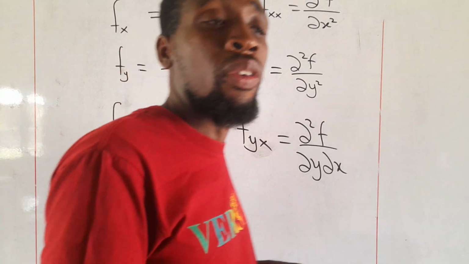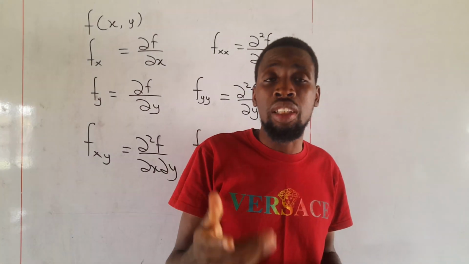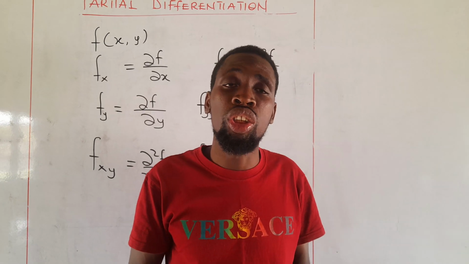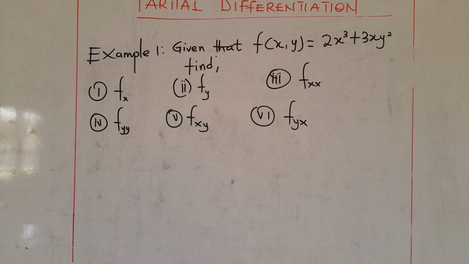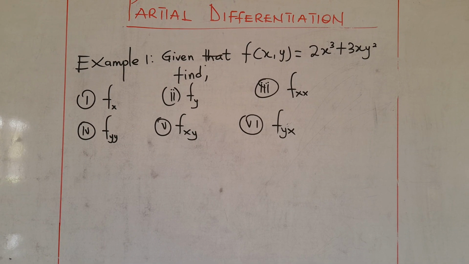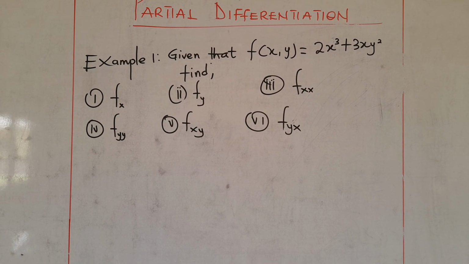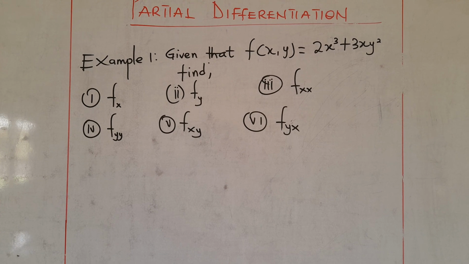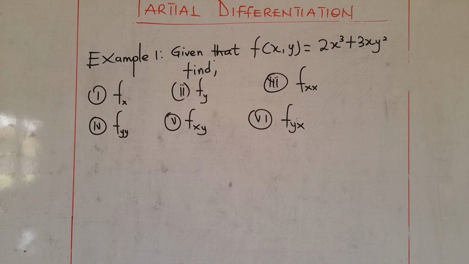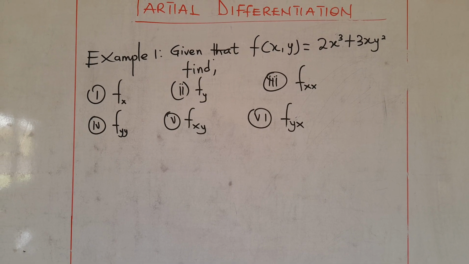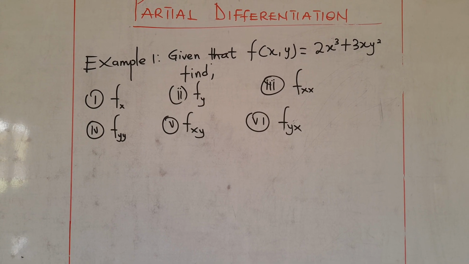Now we'll take some sample questions and I will take you through practical ways of performing partial differentiations. So let's solve our first example. They say given that a function f dependent on x and y equal to 2x cubed plus 3xy squared, we should find the partial differentiation of the function with respect to x. We should find the partial differentiation of the function with respect to y.